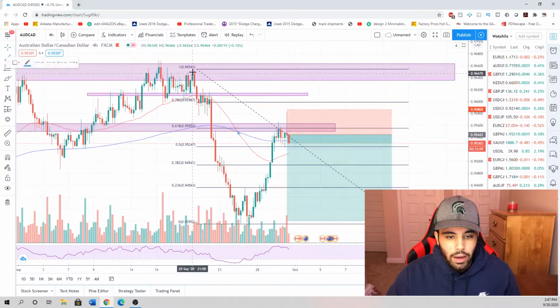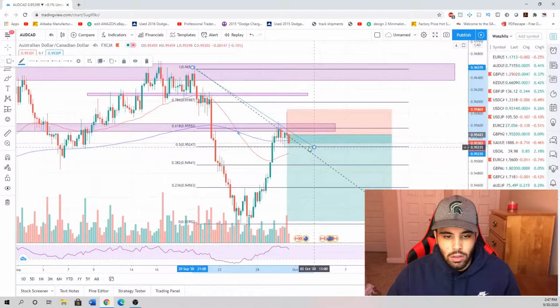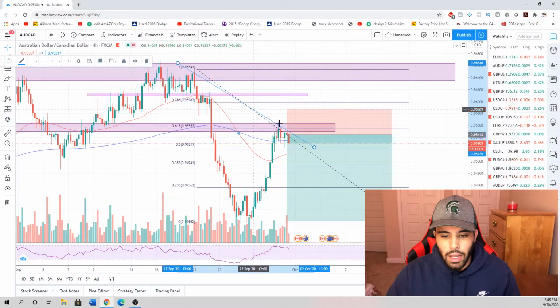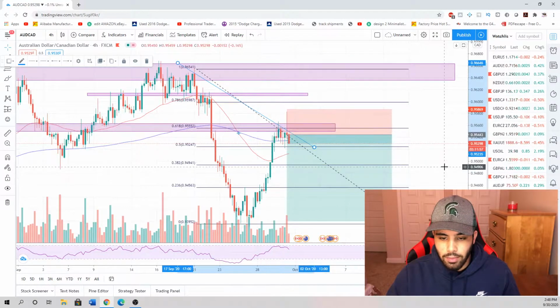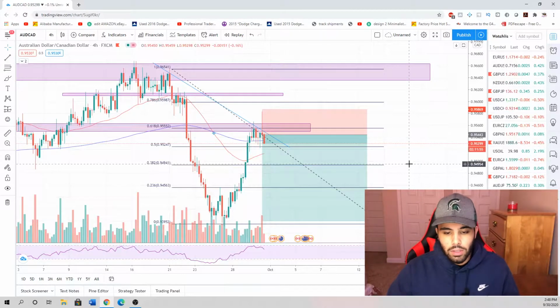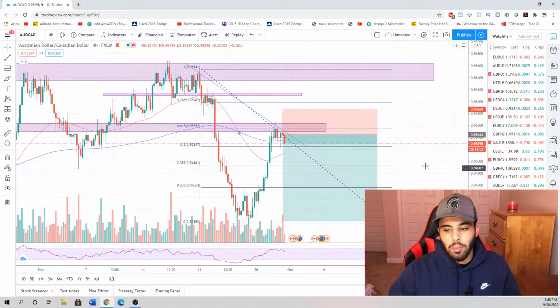Also, we have a nice downtrend happening starting from right here, and it came to retest this, and price is most likely going to drop down. We have 3 confluences on this trade, and this is why I'm taking it on my main account.